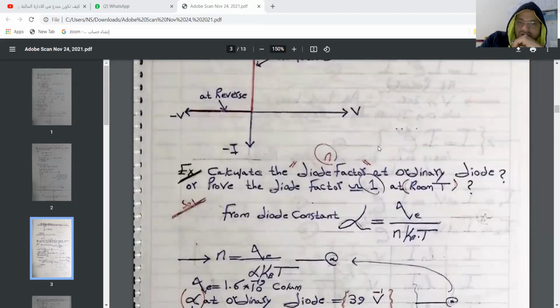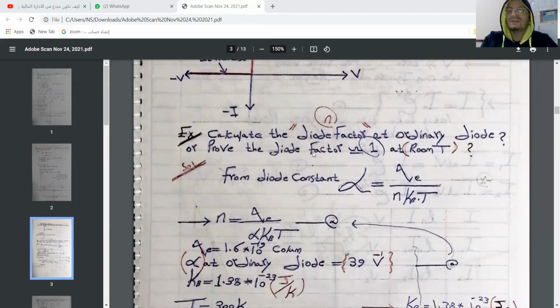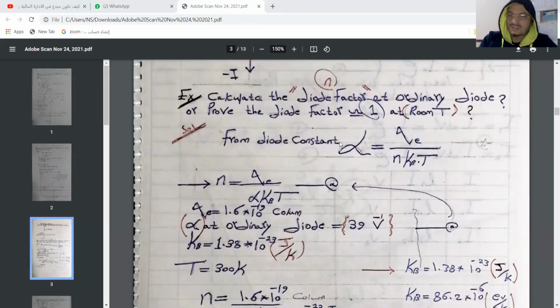Here, let's try to answer this question. Calculate the diode factor at ordinary diode, or prove the diode factor equal approximately 1 but at room temperature. We will calculate the diode factor by using the constant equation. Diode constant equation equal charge of electron divided on diode factor, Boltzmann constant, room temperature here will be 300 Kelvin. Diode factor equal, that's mean charge of electron divided on diode constant, Boltzmann constant dot temperature.